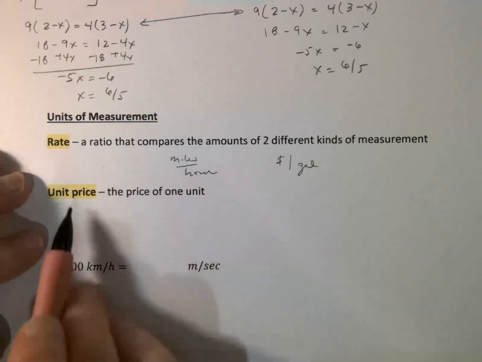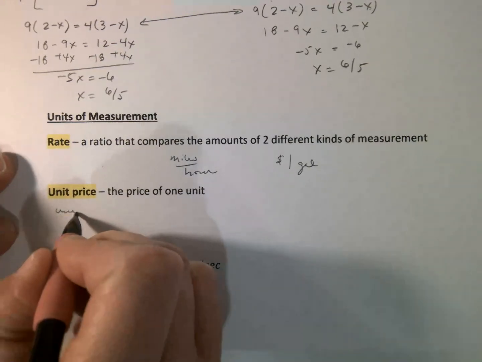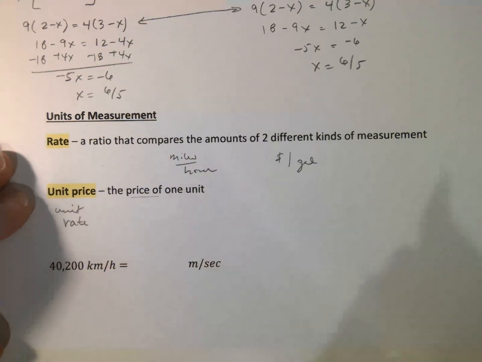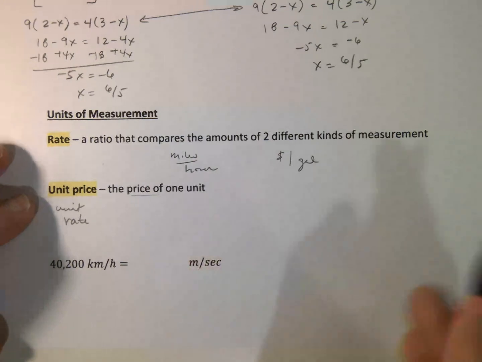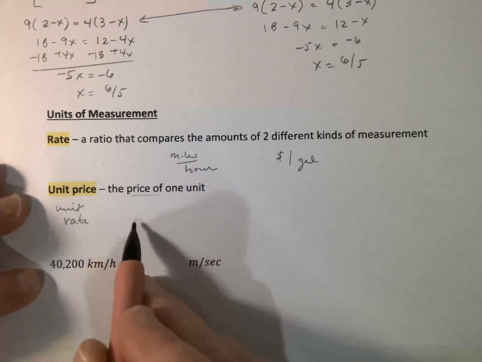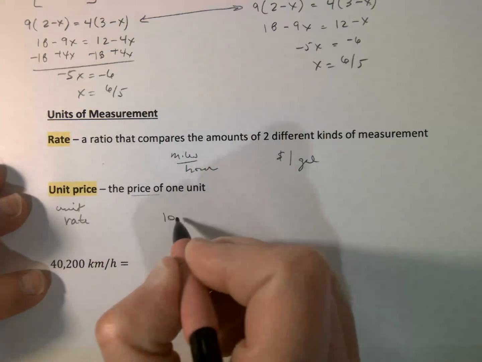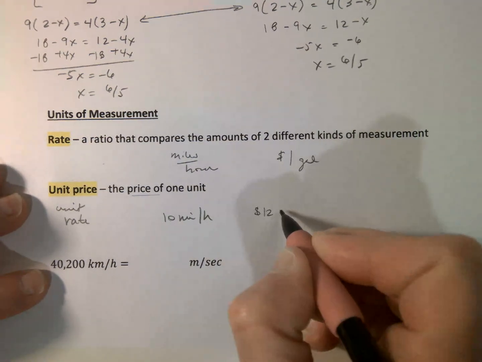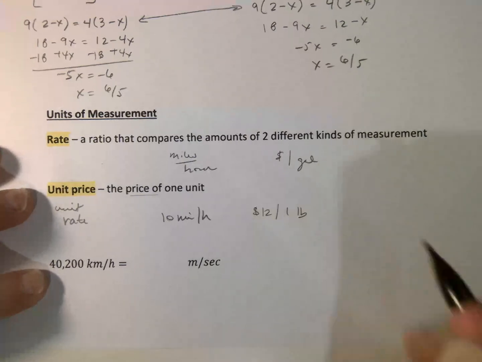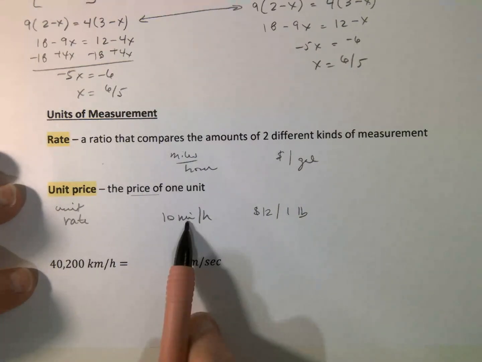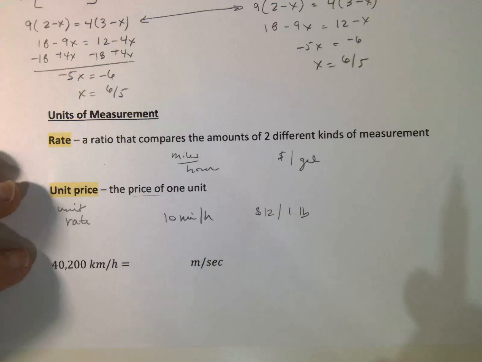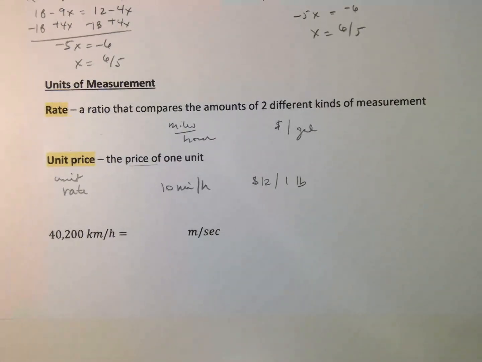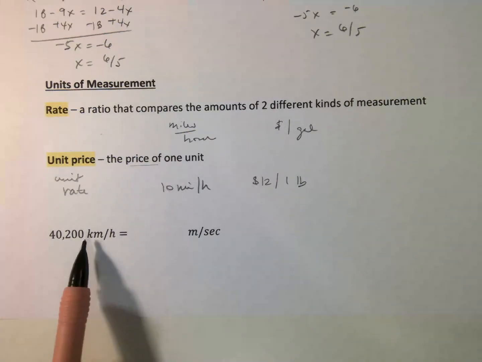So that's a rate. A unit price or a unit rate is the price or rate for one unit, because unit means one. So it might be something like 10 miles for 1 hour or $12 for 1 pound. This is a unit price. This is a unit rate. A unit price is a unit rate, just specifically money. We can also use something called dimensional analysis to change units.